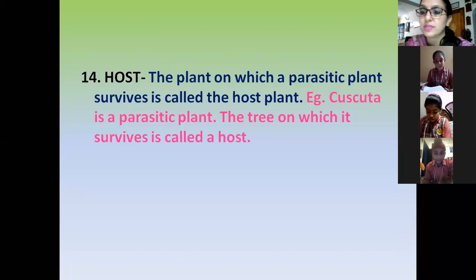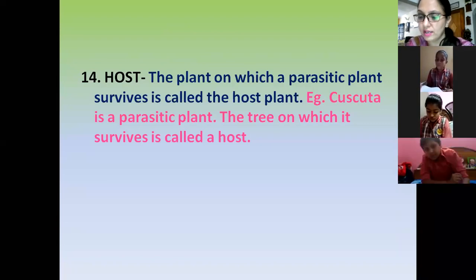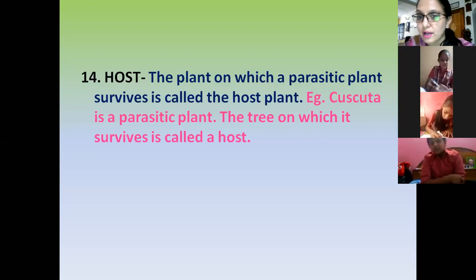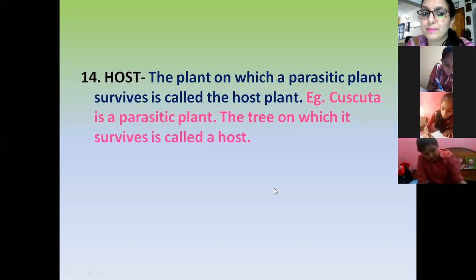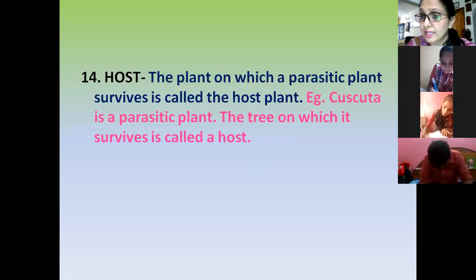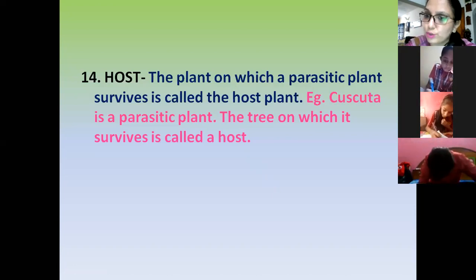Who is a host? When we invite someone for lunch or dinner at our home, we are the host, and the ones who come are the guests. So here the guest is the parasite, and the tree which allows the other plant to climb on it is called the host. So write down this definition. The plant on which a parasitic plant survives is called the host plant. An example of this is cuscuta. When I show you the picture, you'll understand.